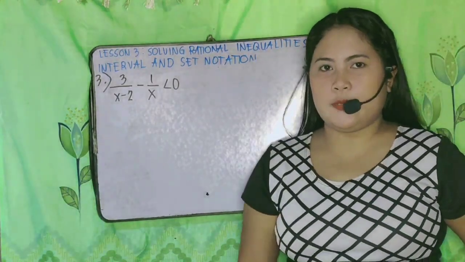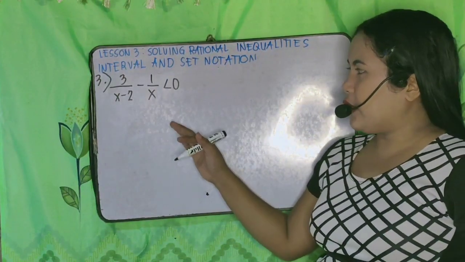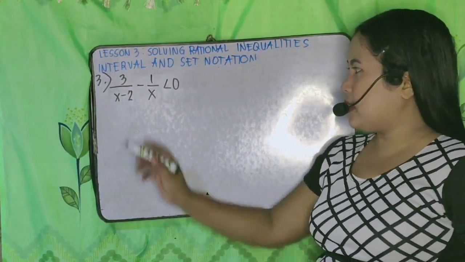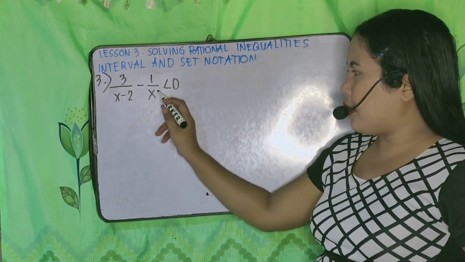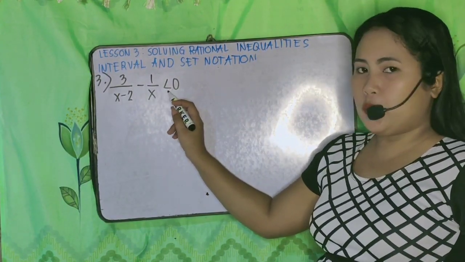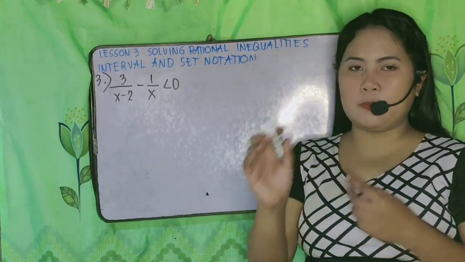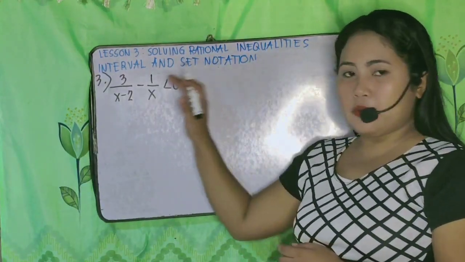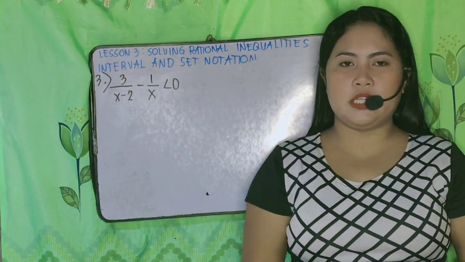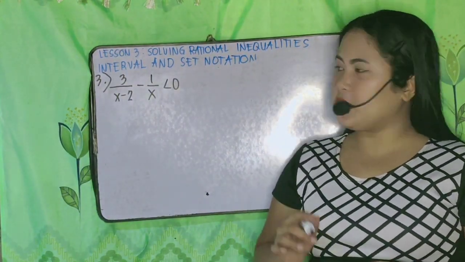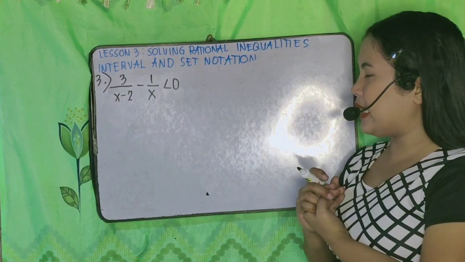So, let's proceed to example number 3. Our given problem is 3 over x minus 2 minus 1 over x less than 0. In here, there is nothing to transpose, since it is already equated to 0, so we will no longer use step number 1. Okay, so let's proceed to getting the LCD.